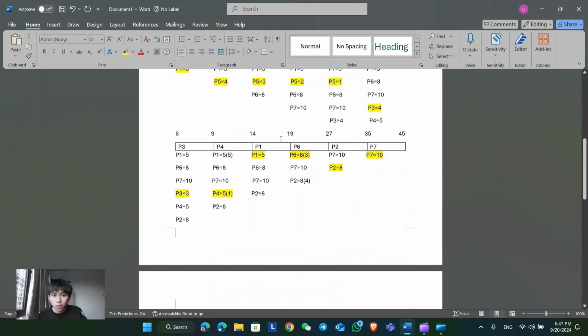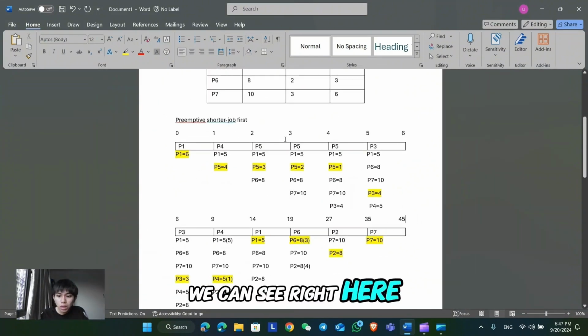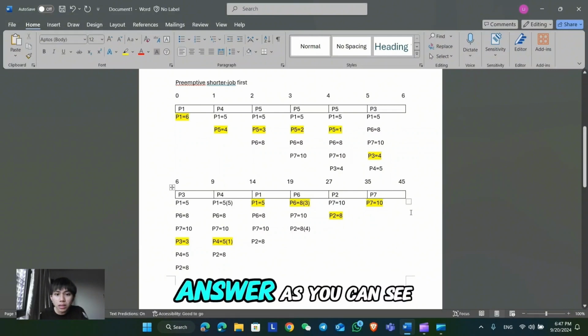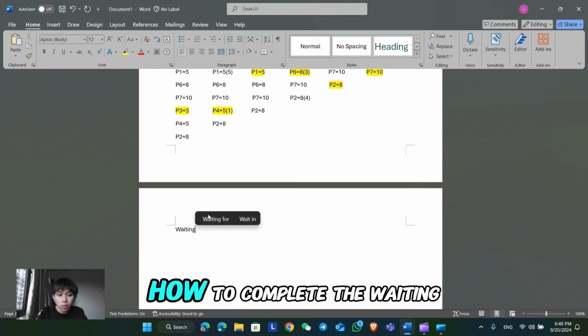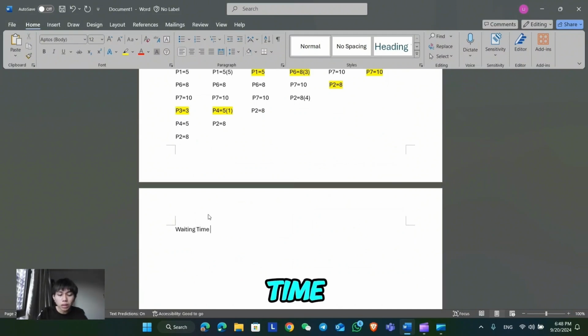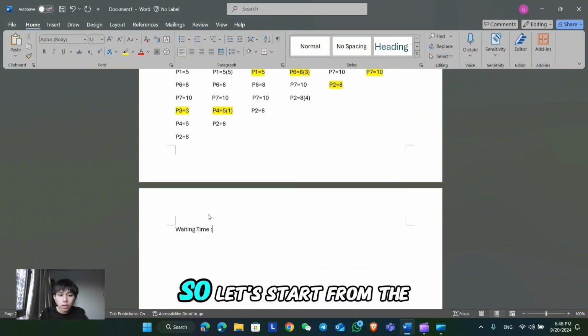So all of this you can see right here. We already got the Gantt chart answer. As you can see, I already highlighted it for you guys. I will show you how to calculate the waiting time and the average waiting time at the end. So let's start from the waiting time first.